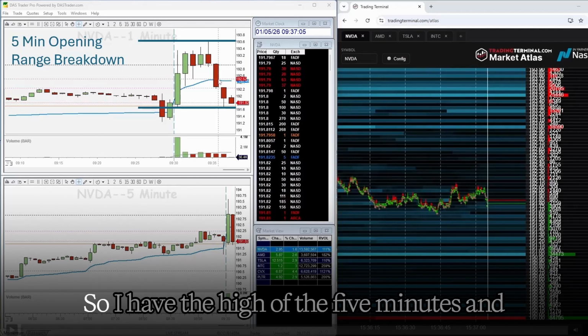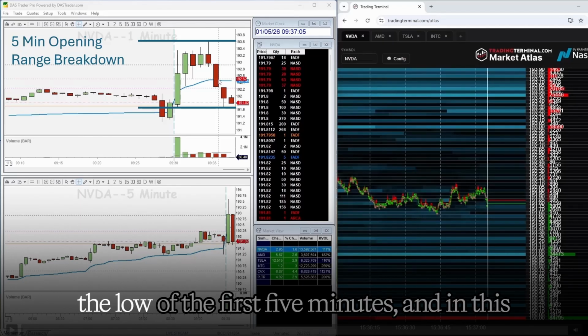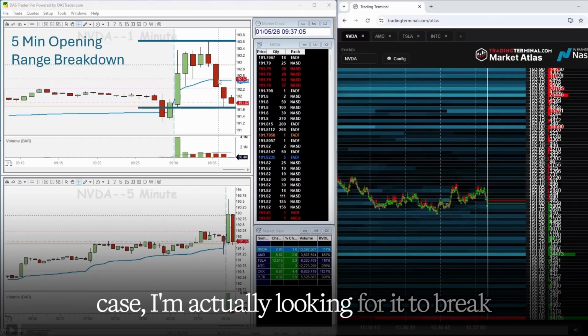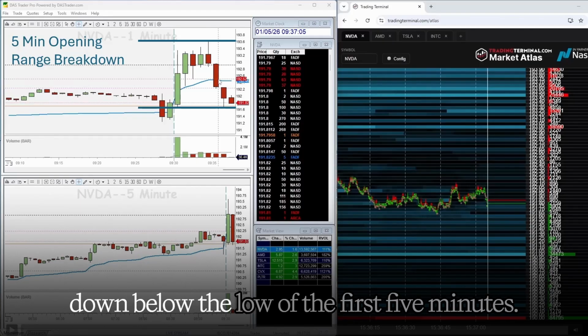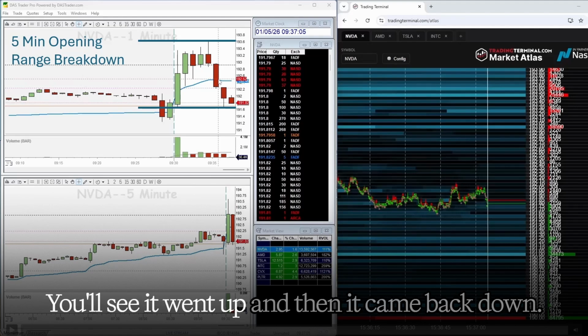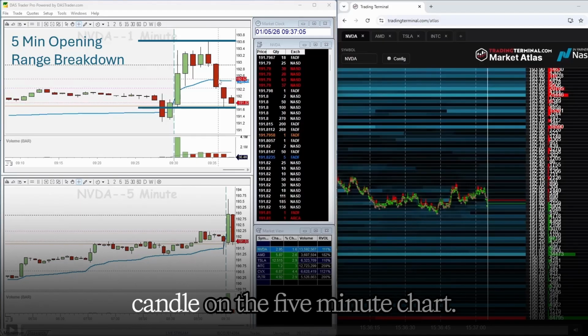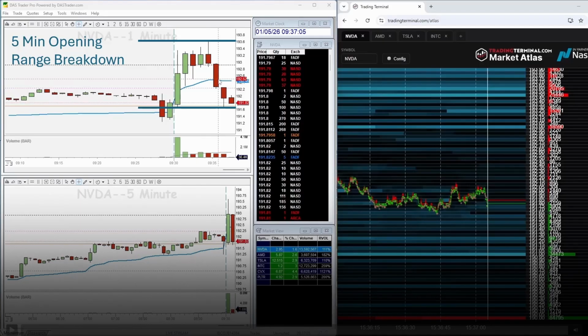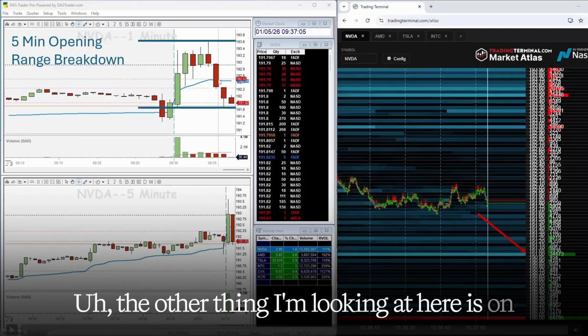So if we look at NVDA, what I'm looking at here is the 5-minute opening range. I have the high of the first 5 minutes and the low of the first 5 minutes. In this case, I'm looking for it to break down below the low of the first 5 minutes. You'll see it went up and then it came back down, and now we have this very bearish candle on the 5-minute chart.